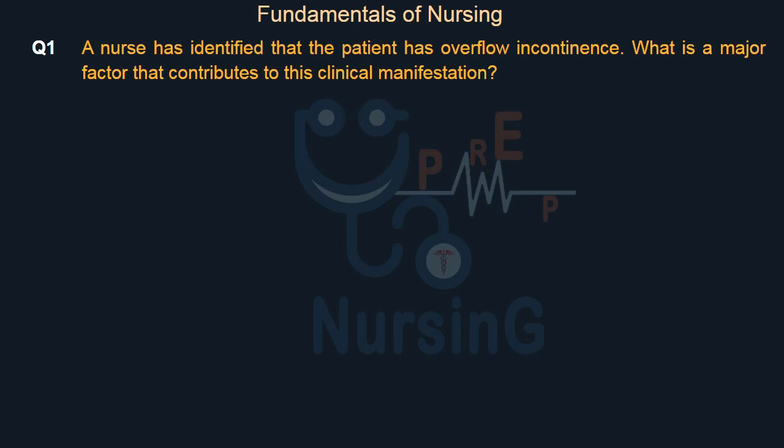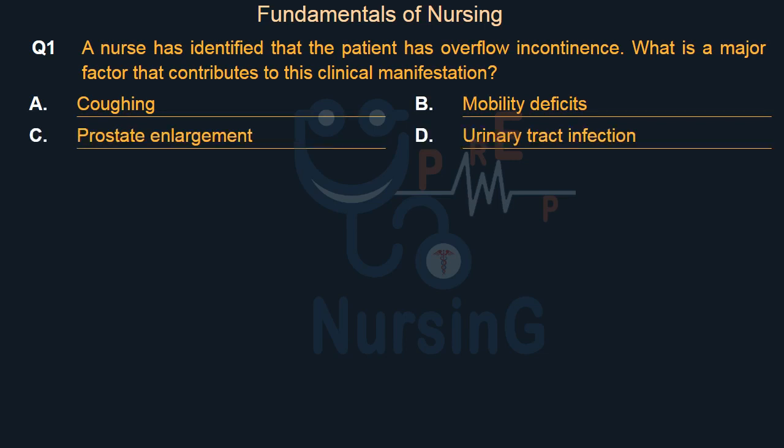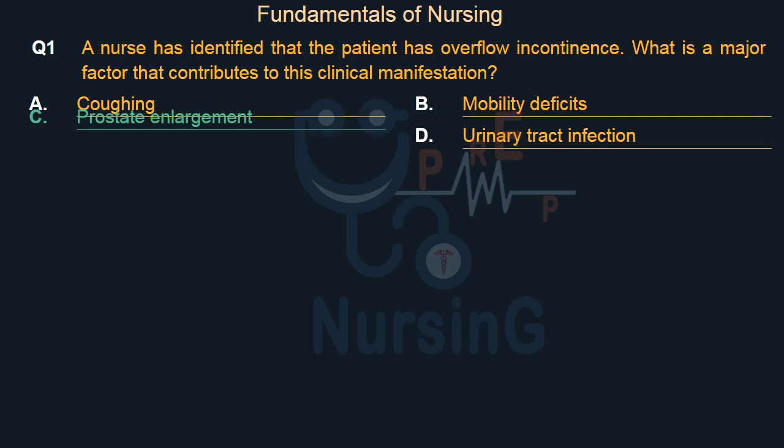Fundamentals of nursing. A nurse has identified that the patient has overflow incontinence. What is a major factor that contributes to this clinical manifestation? Option A. Coughing. Option B. Mobility deficits. Option C. Prostate enlargement. Option D. Urinary tract infection. Right answer is option C.